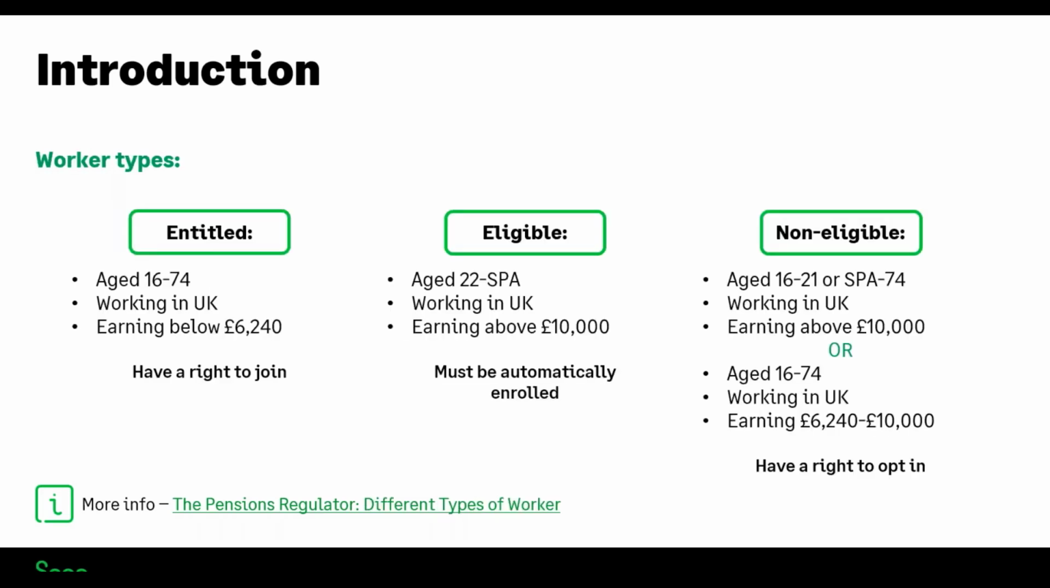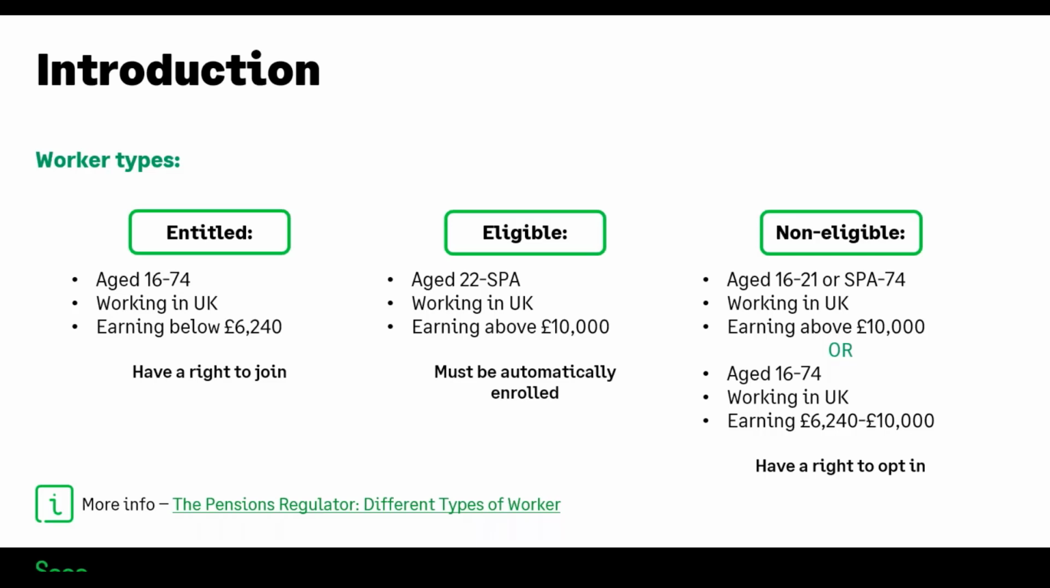As I will be talking about them quite a lot during this webinar, I do want to just remind you of the worker types as well. You've got entitled, eligible and non-eligible. Entitled employees are aged 16 to 74, working in the UK, earning below £6,240. And these employees have got a right to join your pension scheme. Eligible employees are aged 22 to state pension age, working in the UK, earning above £10,000. These employees must be automatically enrolled into your scheme.